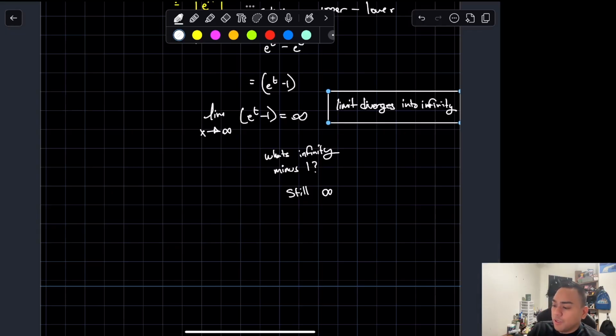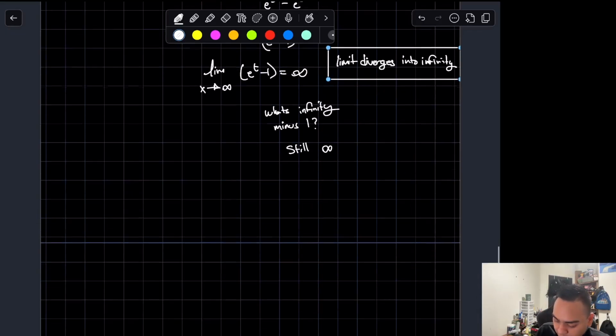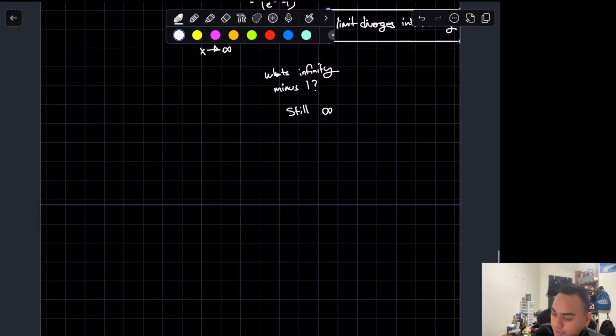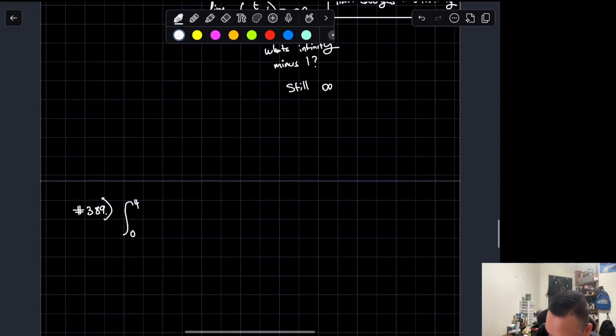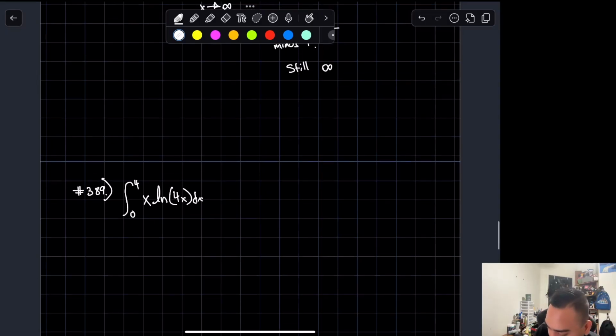So we're going to do one more improper integral. It's going to be real easy, very, very simple. It's going to be problem number 389 on OpenStax. And this one should not diverge. It should actually converge. So lower is going to be 0, upper is going to be 4, x ln 4x dx, okay?